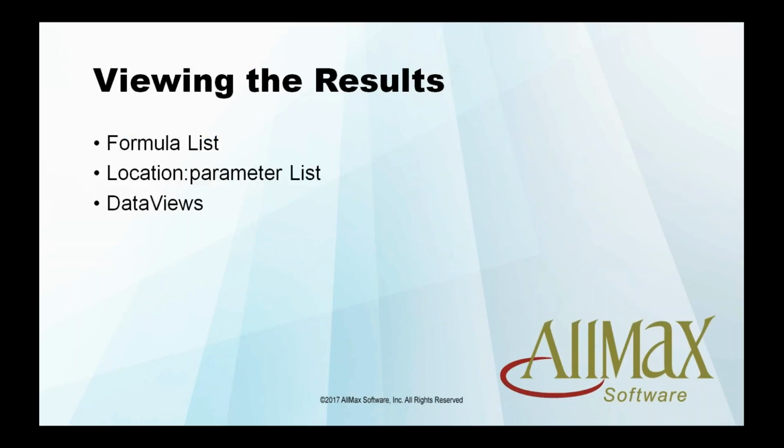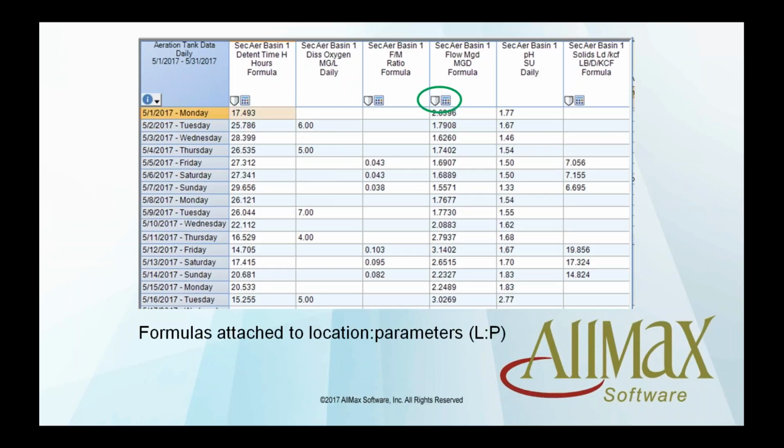The next way to view where a formula is attached is in a data view. Now when you open your data view, and some of you may have seen this, especially if you have formulas attached, up at the top in the column header you'll see a calculator. What I have selected here is one that has a formula attached to it, but it is also a protected one. So when you see the shield or the calculator, the shield means it's protected, and the calculator means there's a formula attached to it.